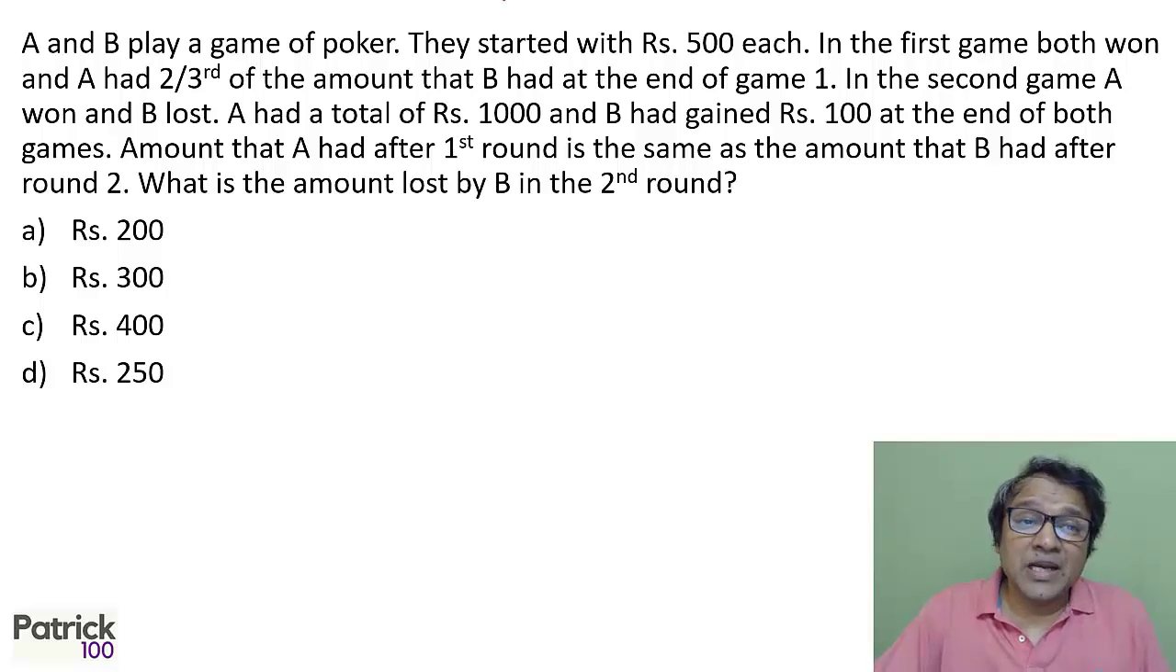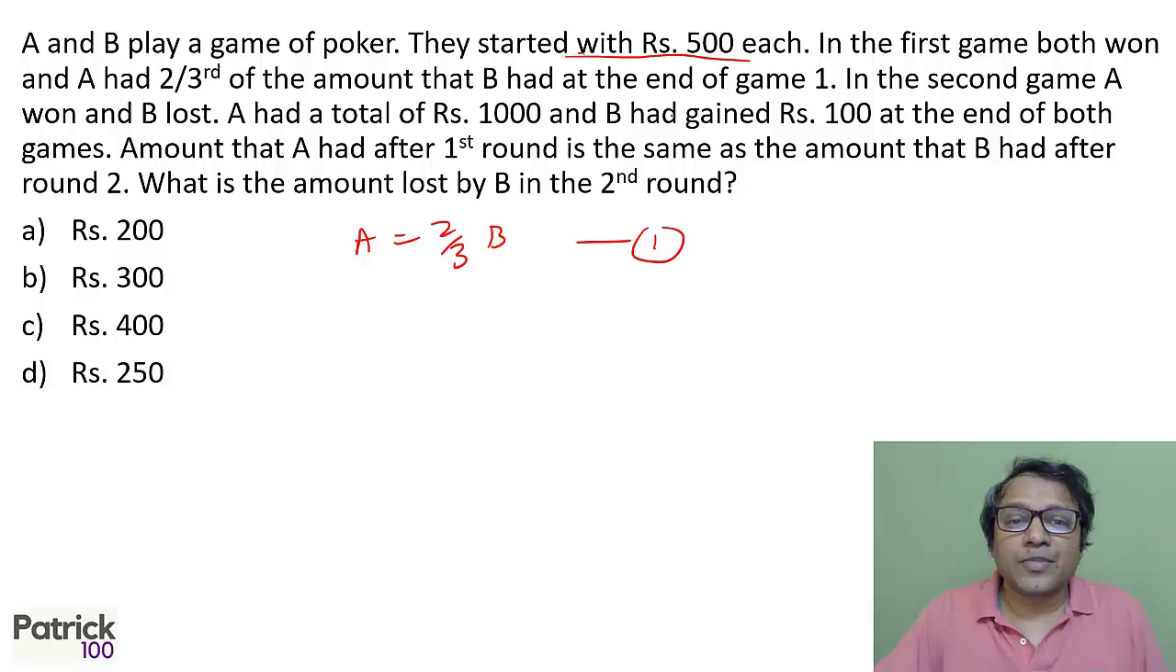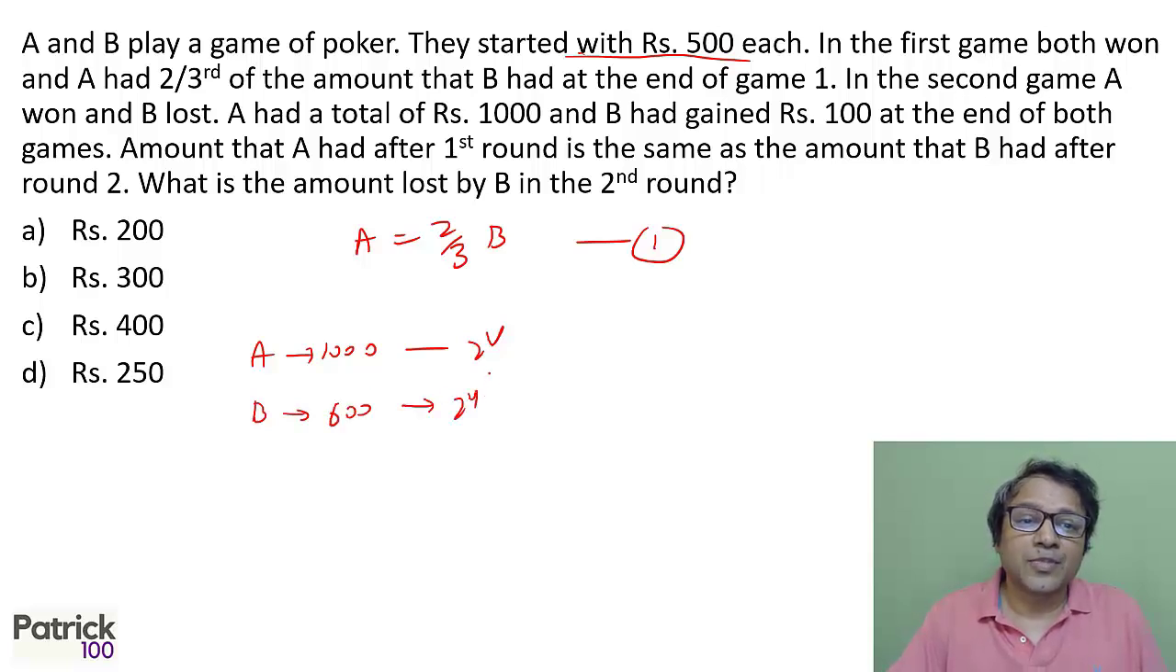A and B play a game of poker. They started with 500 each. In the first game, both won. A got 2/3 the amount of B. This is at the end of the first round. In the second game, A won, B lost. So A had 1000 in the second game and B had 600, right? B gained 100 at the end of both games. Then B had 600 at the end of the second game.